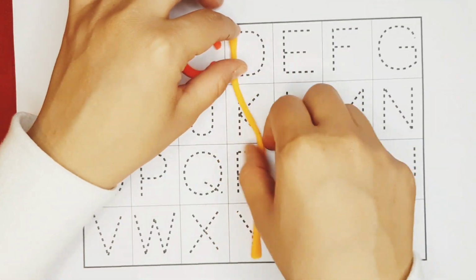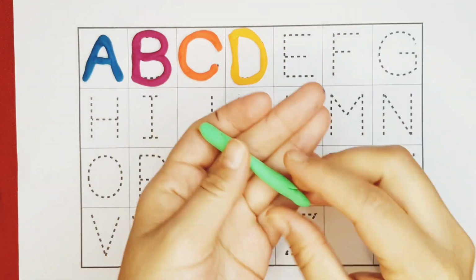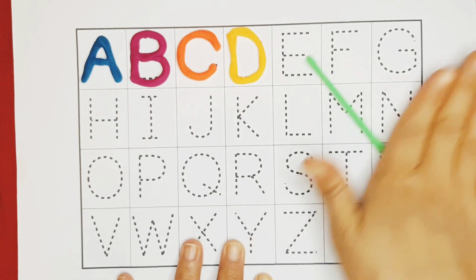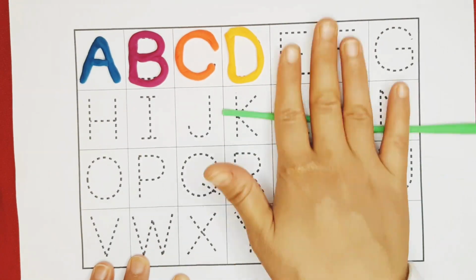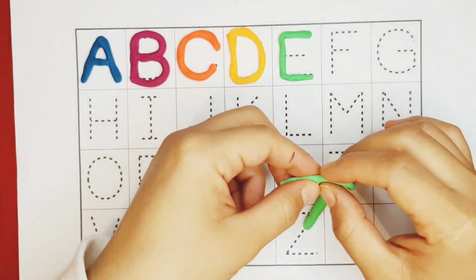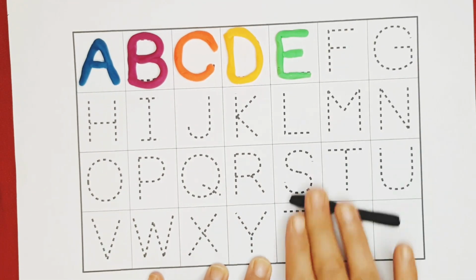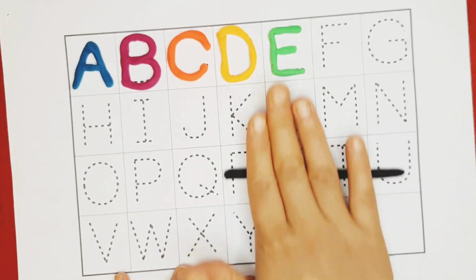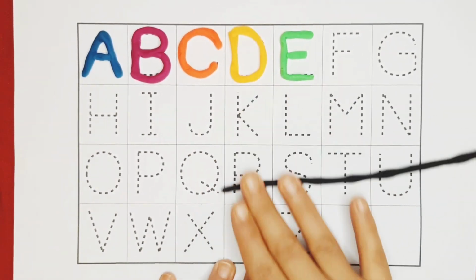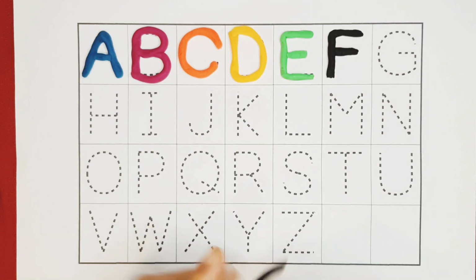D. D for dog. Green color. E. E for elephant. Black color. Black color. F. F for fire. Blue color.